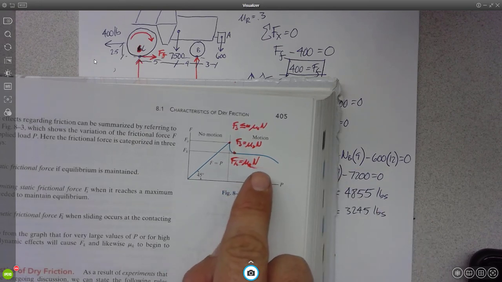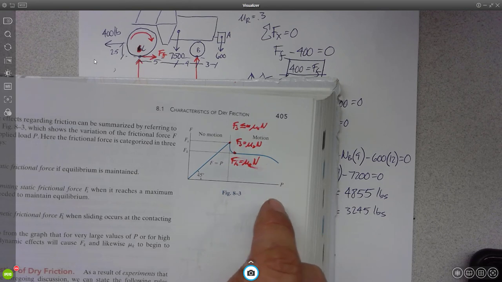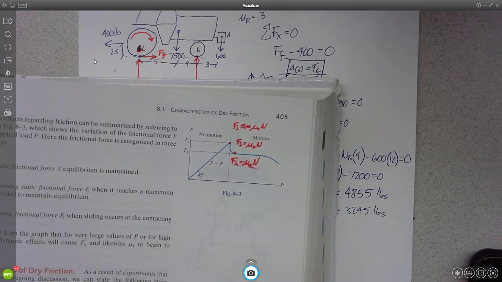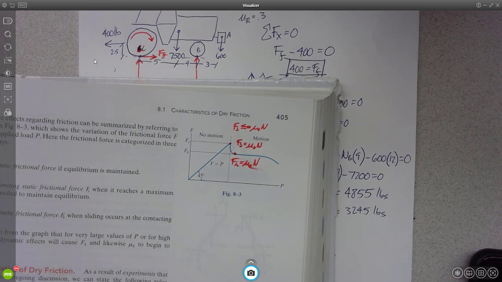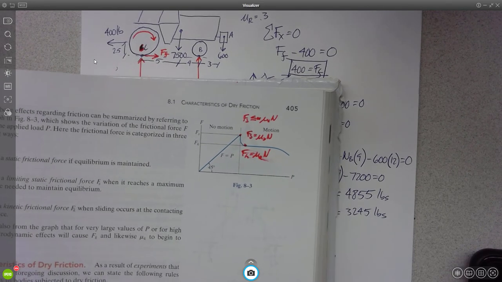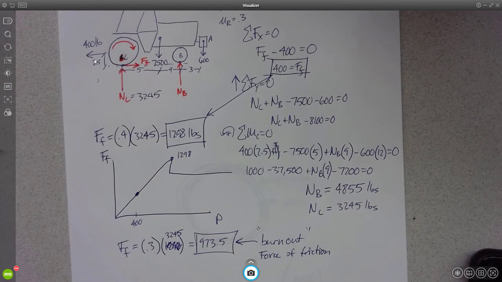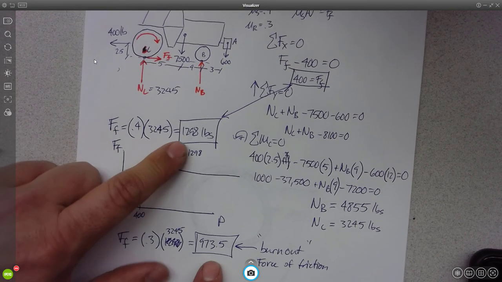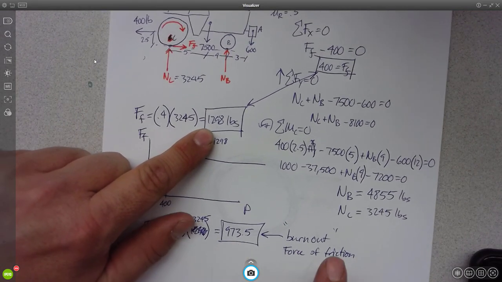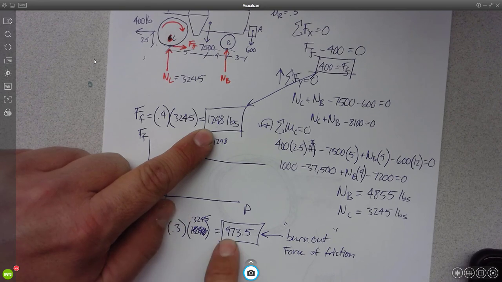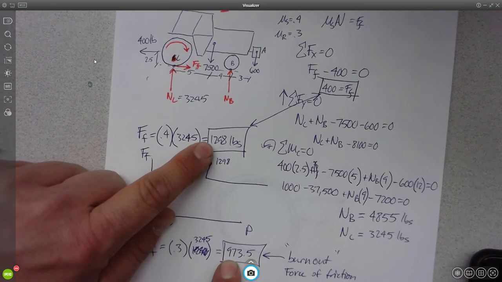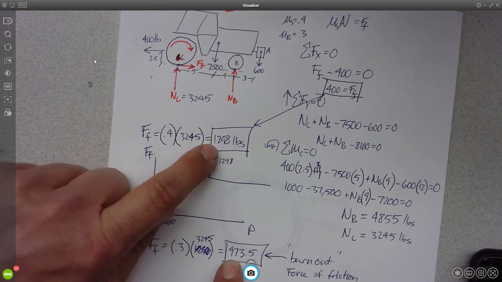At some point, if you just have a block on a string and you're pulling it on the ground, at some time it's going to just start skipping along the ground and it'll be in the air, right? So I don't know if that's true or not, but that's my guess. So I want to talk a little bit about this. The burnout force of friction is 973.5. The non-burnout maximum force of friction is 1298.